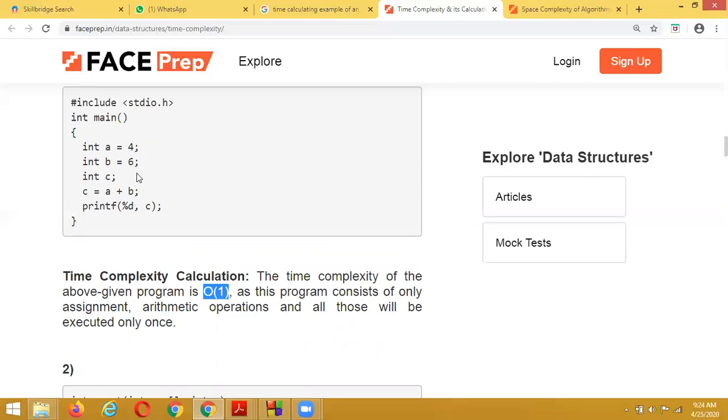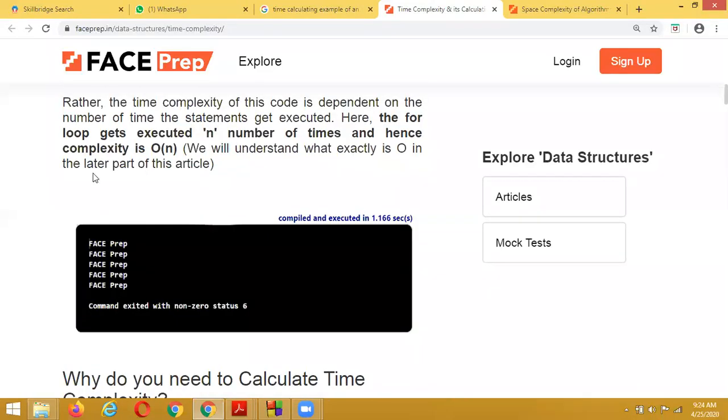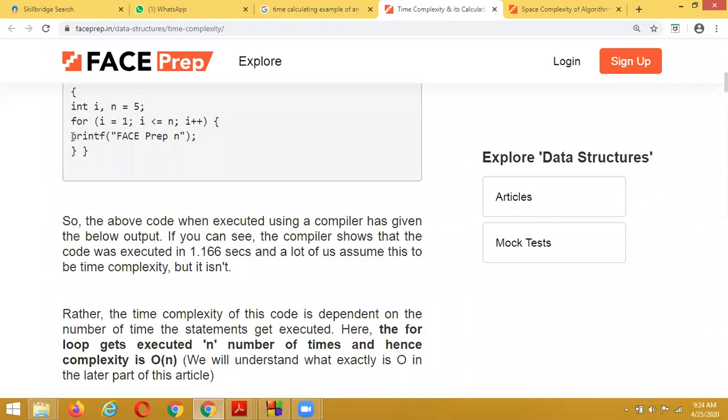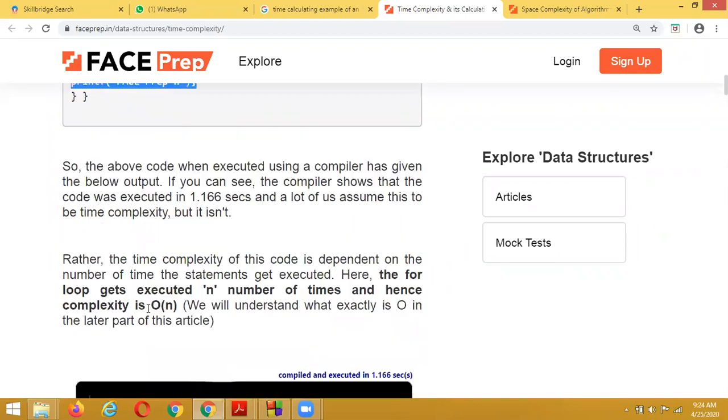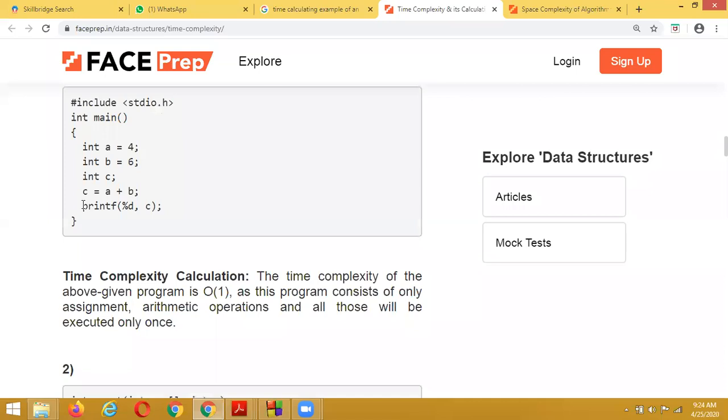When we indicate O of n, the statement is executed n number of times, so we indicate the time complexity as O of n. And here the statement is executing only one time, so we indicate it as O of 1.